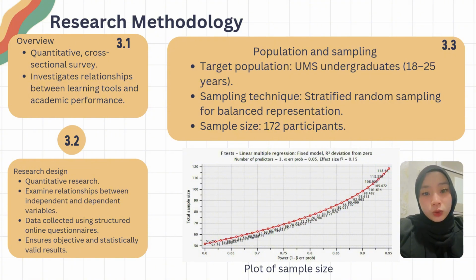Stratified random sampling ensures we got a mix of participants, and 170 students took part in the study. This plot shows the relationship between effect size, statistical power, and sample size. To detect the predictor, a sample size of 129 is needed. The red curve shows the chance of detecting an effect when one exists, while the blue dashed curve shows what happens if there's no effect.